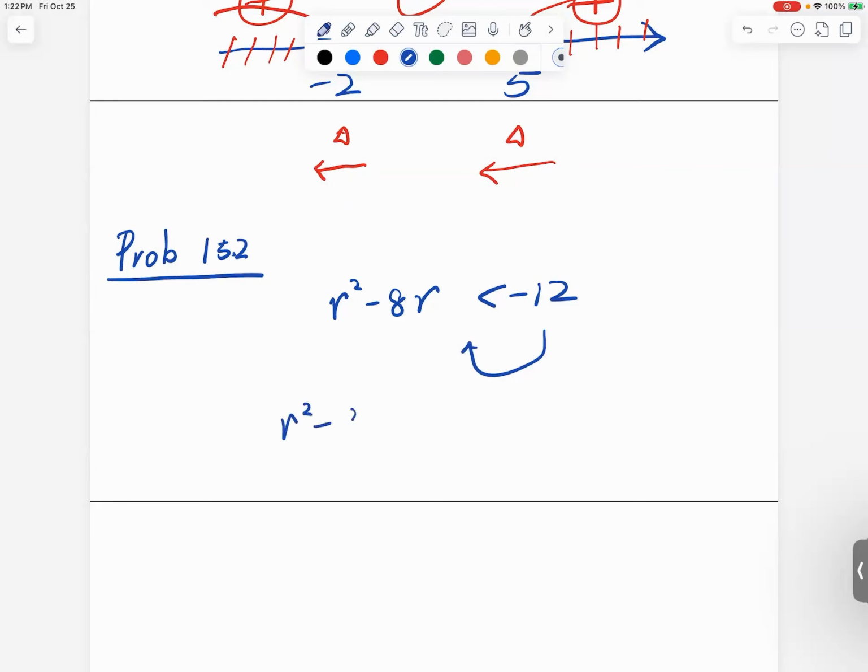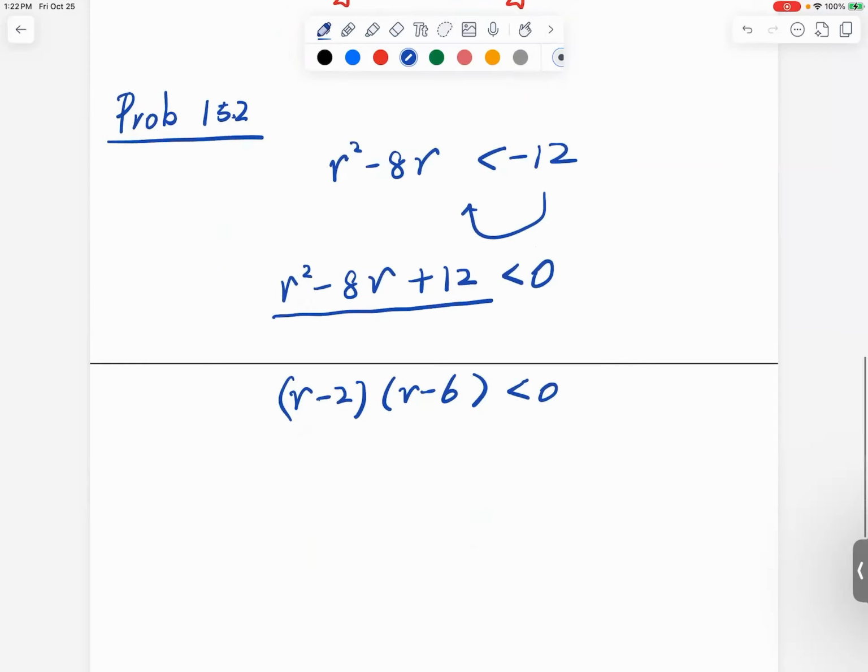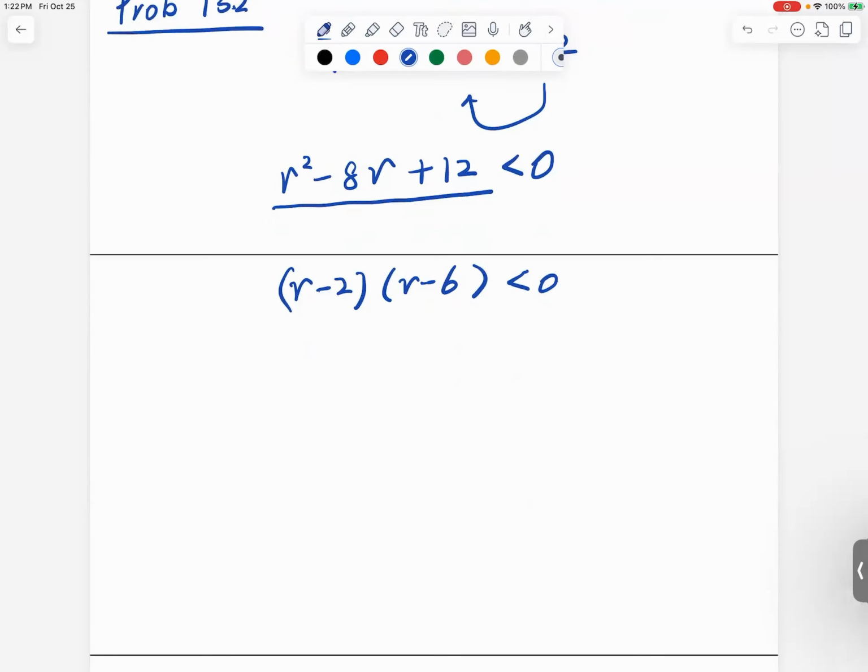So r squared minus 8r plus 12 less than 0. This is a strict inequality. Okay. Then we need to factor the left-hand side. So it's r minus 2 times r minus 6 less than 0, right? So the inequality becomes like this. There are two factors, one is r minus 2, one is r minus 6, and both have multiplicity 1. So the exponent is 1.